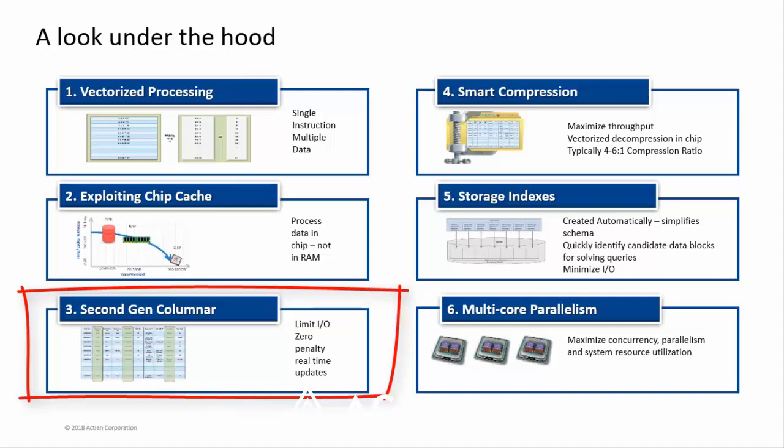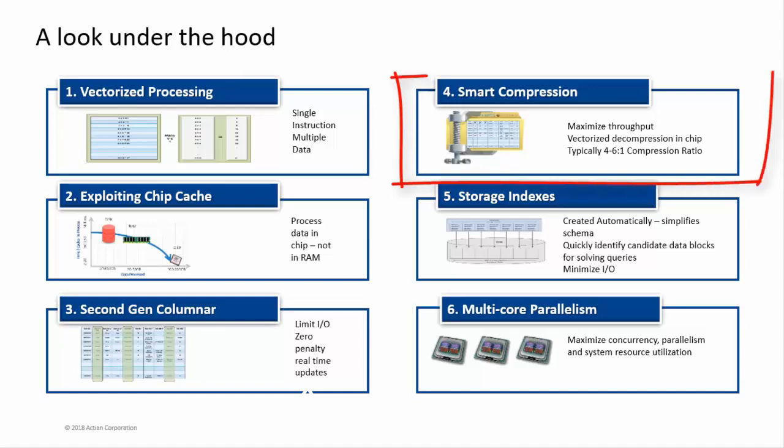Now, the reason we call ourselves second generation columnar is that we've actually cracked the code on how to do updates in a column store. That's a real challenge for many column stores. Vector's cracked that challenge. The fourth thing on here is compression, smart compression.